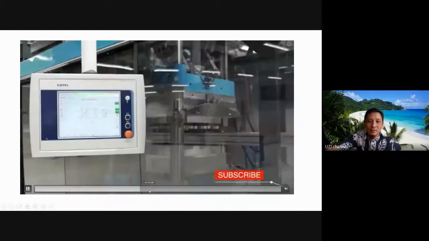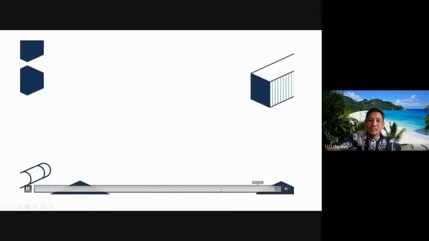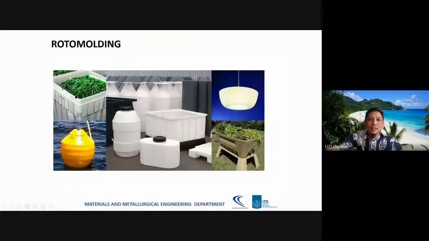Okay, I can speed this up. Yeah, this is thermoforming. Okay, and the other one is rotomolding. Rotomolding means polymer processing using a rotation process, where the polymer sheet or polymer raw material is inserted into the mold, and then the mold is rotated while heated. So the form of the product is similar to the mold.